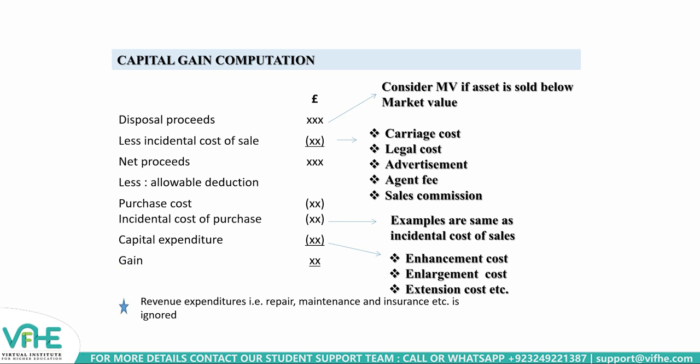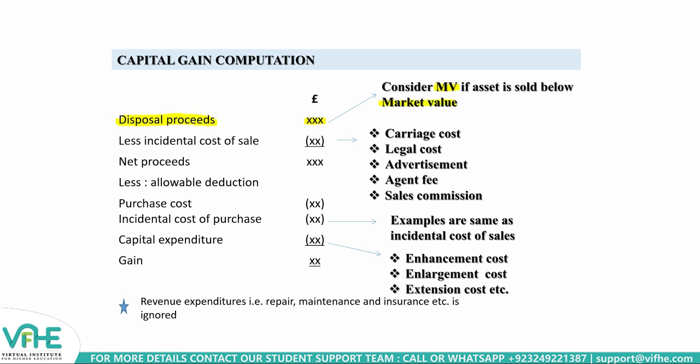So where a chargeable asset is going to be sold off, we need to see what the disposal proceeds are. I mean, for how much consideration the asset has been sold. But where a transaction happens between two connected persons for a value which is found to be below the market value of the asset at the point of disposal, then market value shall prevail. I mean, market value shall be taken into account rather than the disposal proceeds.